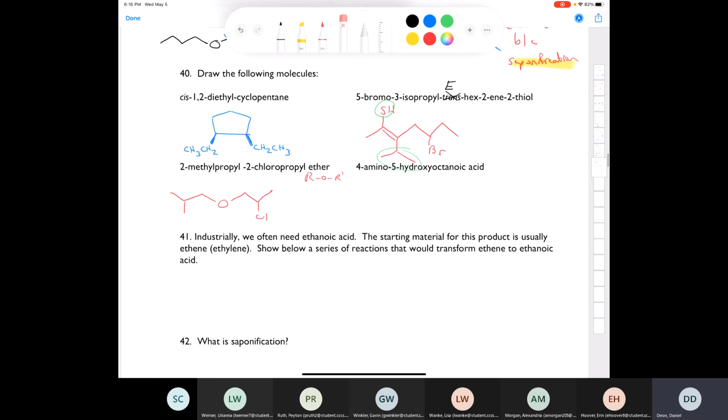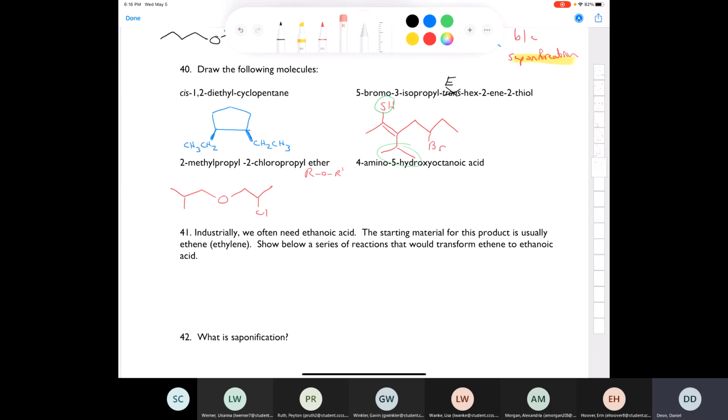The next one I think is pretty reasonable. It's a bifunctional compound, but it's an amino acid. You've got 4 amino, 5 hydroxy octanoic acid. So look, if we have 8 carbons in octanoic acid, 1, 2, 3, 4, 5, 6, 7, 8. On carbon 4, we have an amino. So there's an amino group. On carbon 5, we have a hydroxy group, like that. So that's 4 amino, 5 hydroxy octanoic acid.